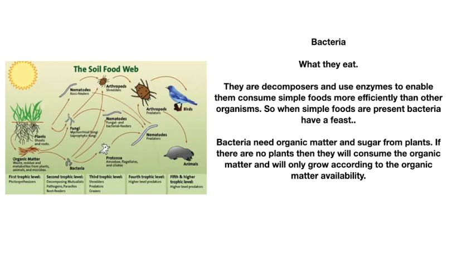Moving on, we know we have good and bad bacteria, and we know we need to encourage the beneficial bacteria in our soils, as well as use other soil amendments like composts and teas. Let's take a closer look at what bacteria eat. They're decomposers, and they use enzymes to enable them to consume simple foods more efficiently than other organisms. So when simple foods are present, bacteria have a feast. Bacteria need organic matter and sugar from plants, and if there are no plants, then they'll consume the organic matter and will only grow according to the organic matter availability.